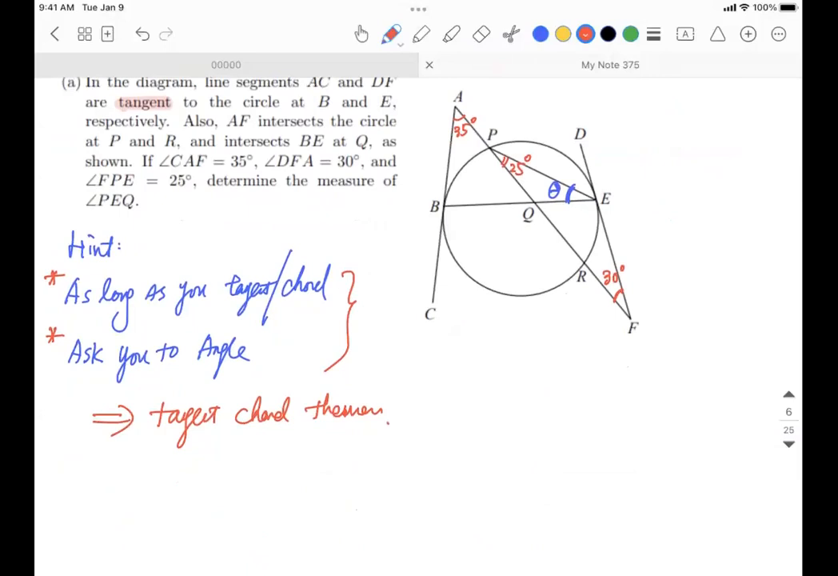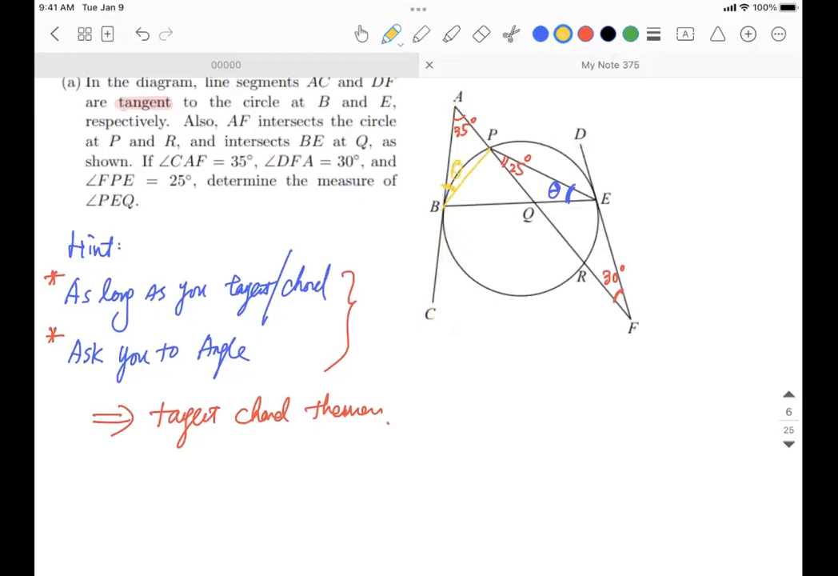Does it make sense? Can I find a chord that is actually facing theta? You see, I have a BP. Who said that? Yeah, BP. Is that right? Yeah, I think that's a very brilliant observation. If I connect BP, I am going to be able to find a tangent chord angle.